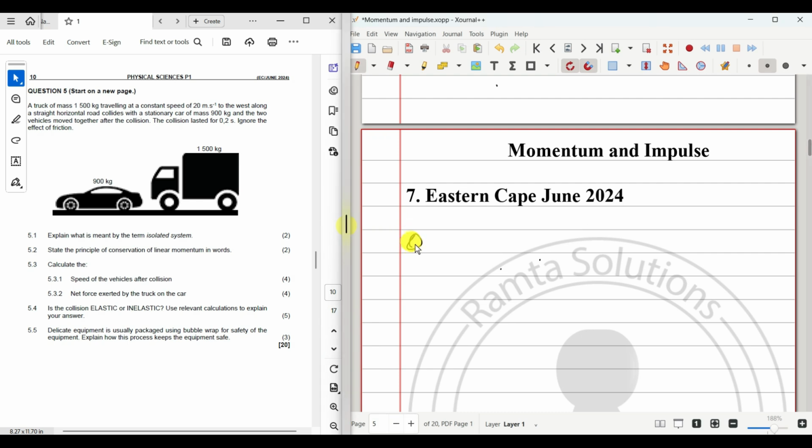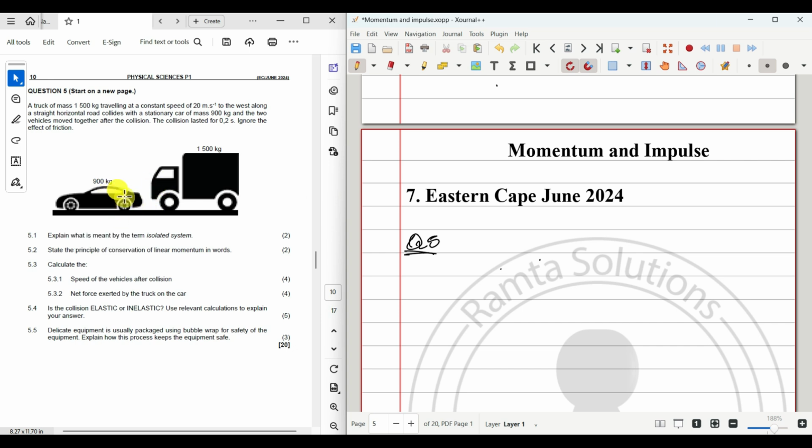So here it is, question 5. A truck of mass 1,500 kilograms, traveling at a constant speed of 20 meters per second to the west along a straight horizontal road, collides with a stationary car. So a stationary car means the velocity of the car is 0. The car has a mass of 900 kilograms, and the two vehicles moved together after the collision. The collision lasted for 0.2 seconds. Ignore effects of friction.